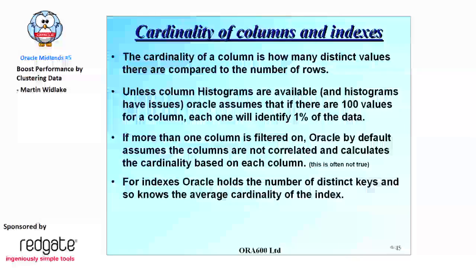If you have 100 values for an index, Oracle will just assume that it will identify 1% of the data. And if more than one column has filters on, it does an additive thing by default. There are caveats to that. If your statistics level is set high enough or you create certain objects, Oracle will understand how columns really relate. But generally, Oracle says if there's 3% going to be fetched by that record and 3% from that, then it's going to be 0.09% or whatever.